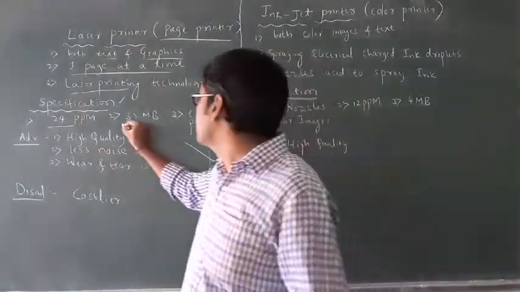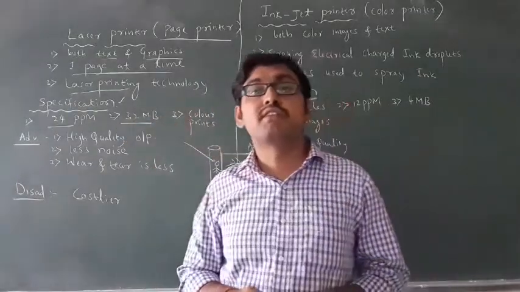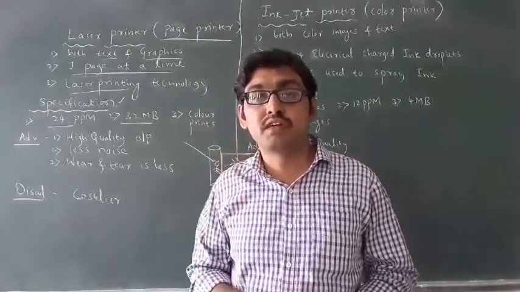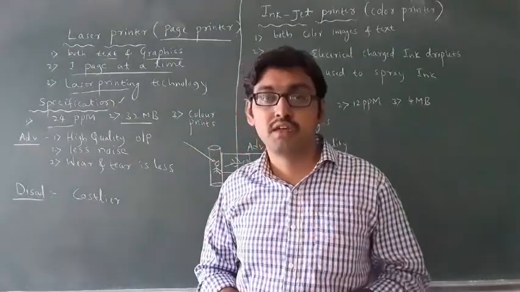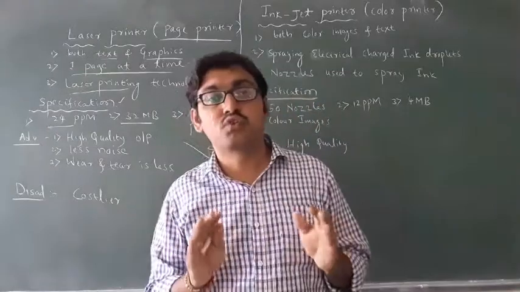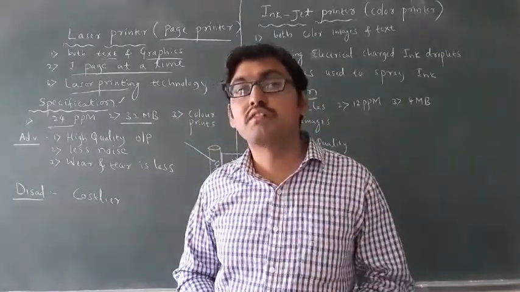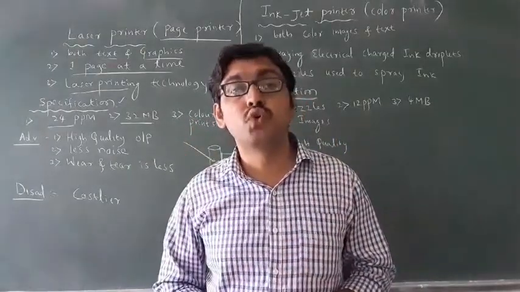Then the next one is its memory size. To print, the printer also always has temporary memory. Its memory size will be 32 MB. It has that much capacity to store, just 32 MB. Okay, its memory size will be 32 MB.